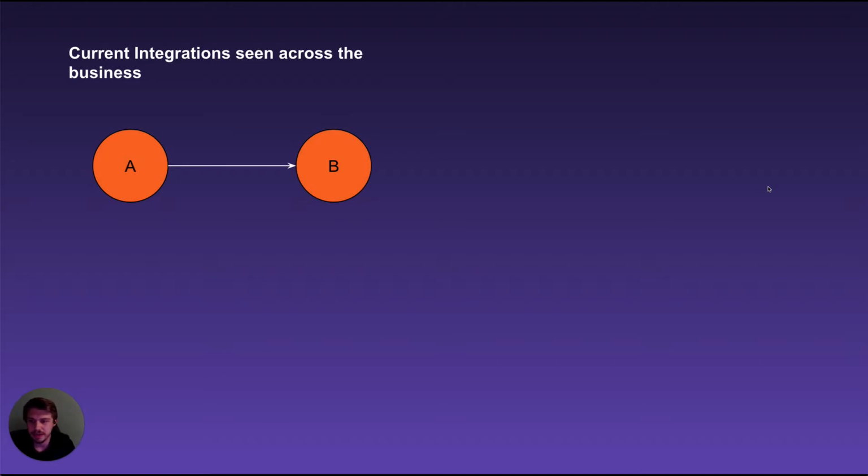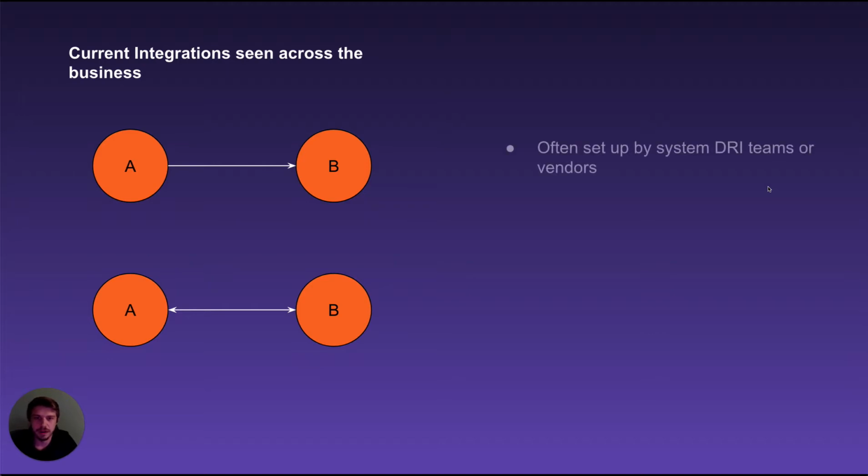So, current integrations that we see here across the business today. System A needs to send some data to System B, and this could be bidirectional, where B needs to send data to System A as well. This might seem pretty clean and straightforward, but there are some downsides. Often we see these set up by system DRI teams or vendors that we engage. Many are not actively supported or monitored by anybody, not the vendors, not someone internally. And even when they are, sometimes that is extremely limited.